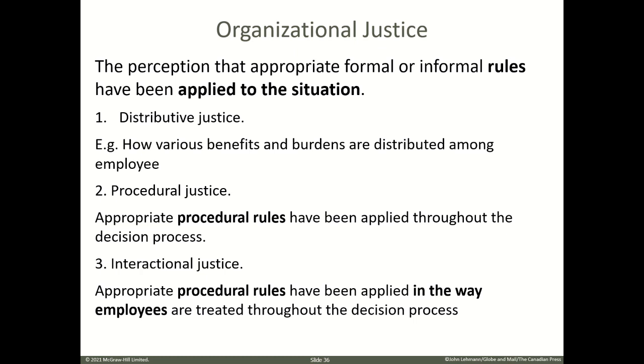Now, interactional justice, if we talk about, is that appropriate procedural rules have been applied in the way employees are treated throughout the decision process. Whether the decision is positive or negative, favorable or unfavorable, there should be interactional justice. So what is that? In the way the employee is treated, whether in a positive or a negative way, the employee should be treated very nicely.